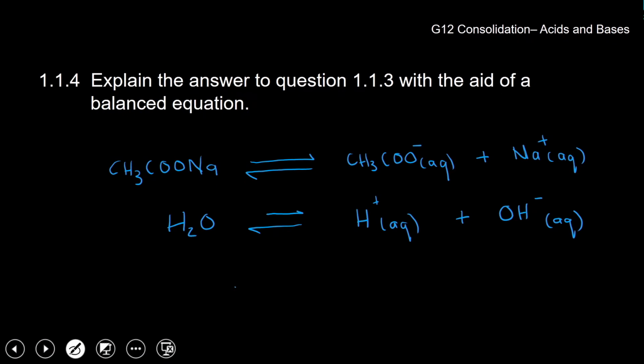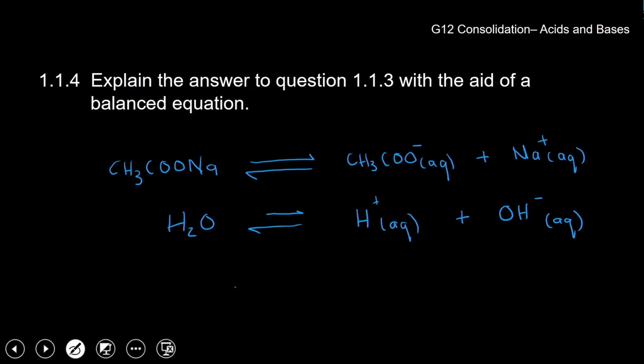So we have just said that when we have a neutralization reaction of a weak acid and a strong base, the salt that results is going to be slightly basic. So now we have to write an answer to why this is happening. Question 1.1.4 says, explain the answer to question 1.1.3 with the aid of a balanced equation. I've written down what's happening in our reaction flask.